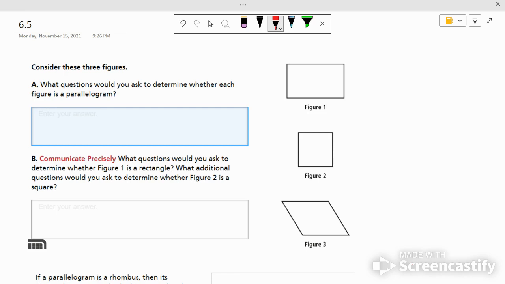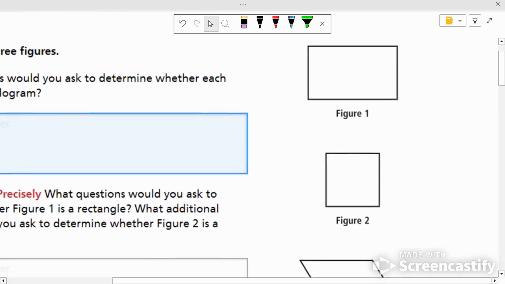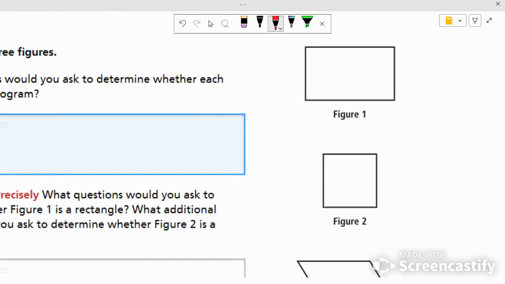All right, so today we're going to look at rectangles, squares, and rhombuses. To be a rectangle, the definition of a rectangle is it's a quadrilateral with four what? Right angles. It needs to have four right angles. A quadrilateral with four right angles is a rectangle.